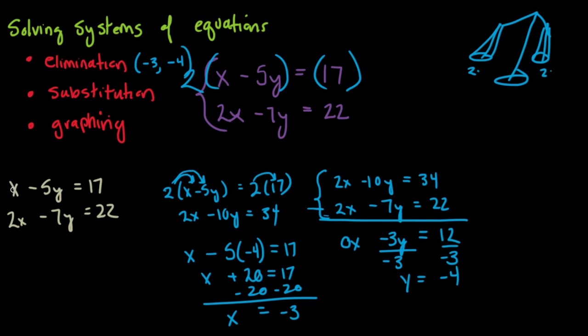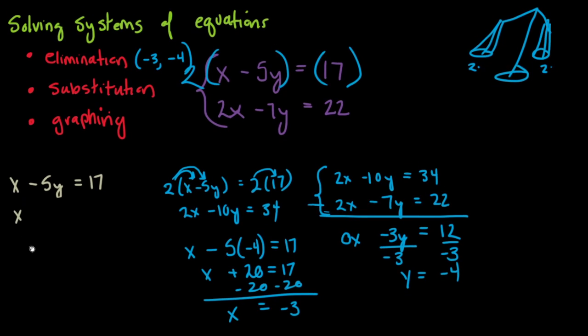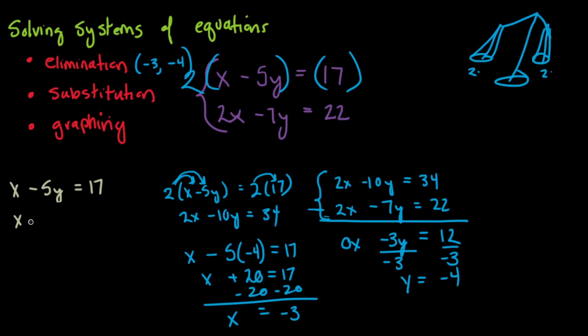So I'm going to use the first equation, so we can erase the second one for now. I have x minus 5y equals 17, and x looks pretty happy alone. I bet I can make x alone. So let's add 5y to both sides, and this will equal x equals 17 plus 5y.